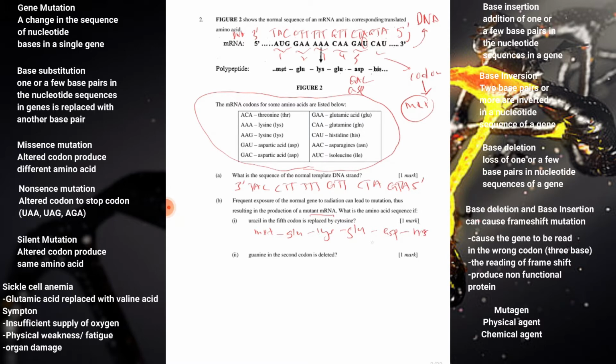Guanine in the 2nd codon is deleted. Here are the answers. Guanine in the 2nd codon is deleted. Here is the guanine that is deleted. So meaning that the new sequence is AUG, A here, from here, AAC, AGA, UCA, and U. So this one is methionine. AAA is lysine, AAC. AAC is asparagine. AGA is AGA.